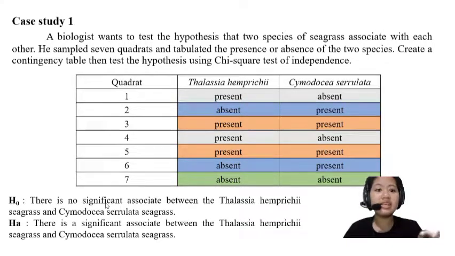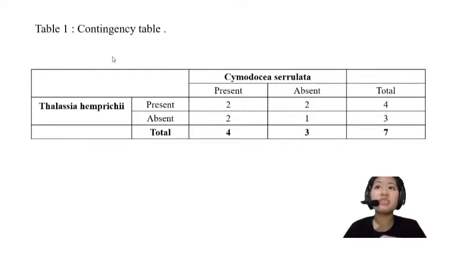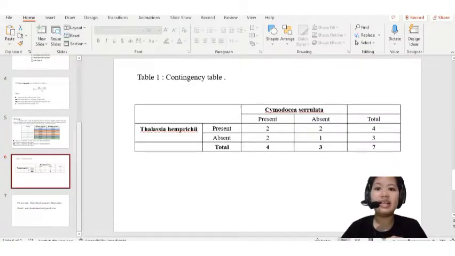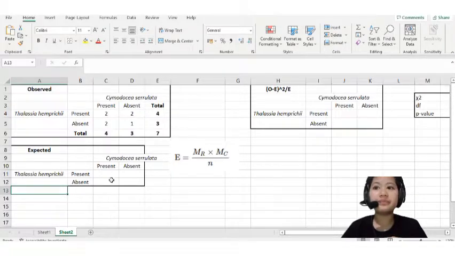Next slide. We have here the contingency table, Table 1. As you can see, there are two present-present, two absent-present, two present-absent, and one absent-absent, a total of 7. So to solve the chi-square, we go to Excel. Here we have the table of the observed data.